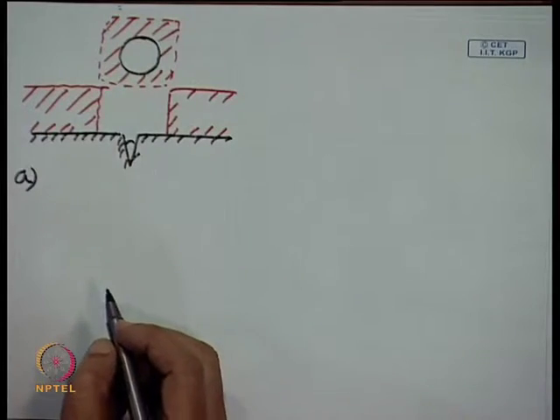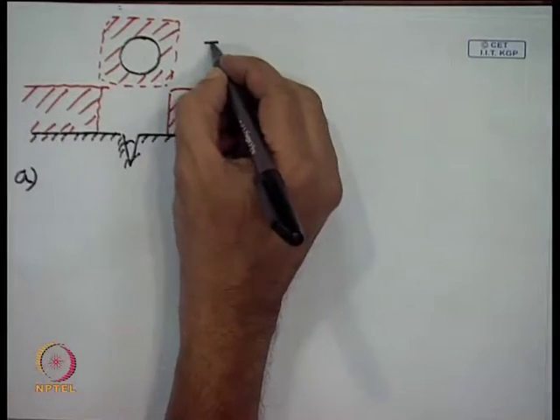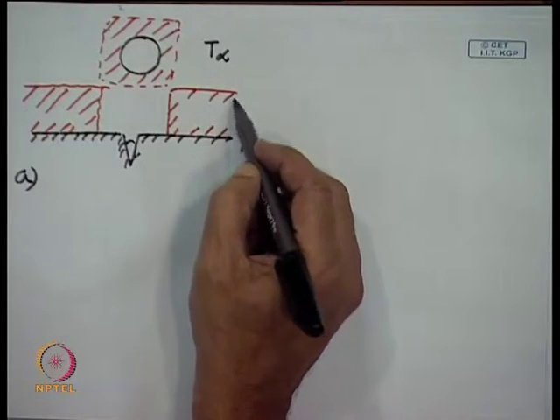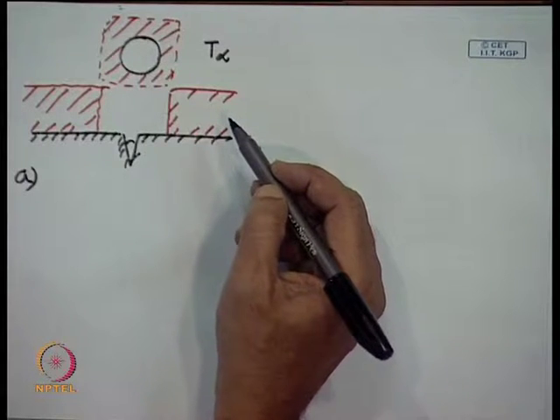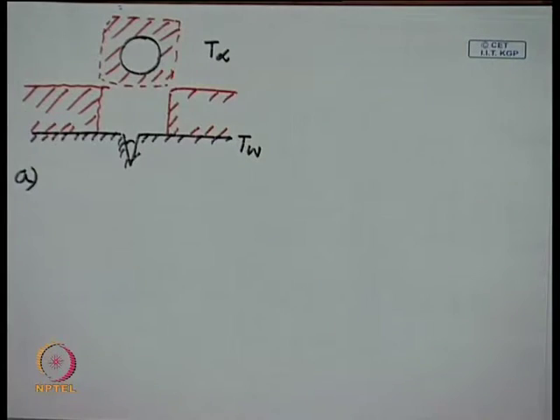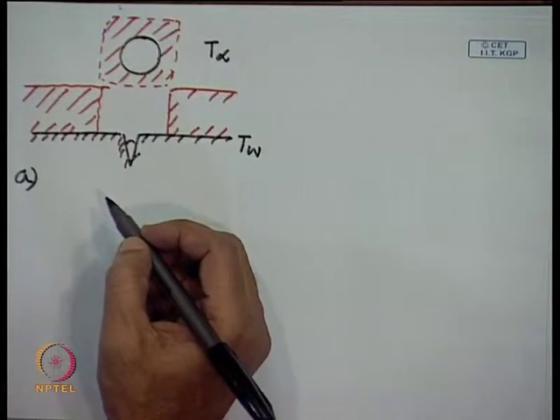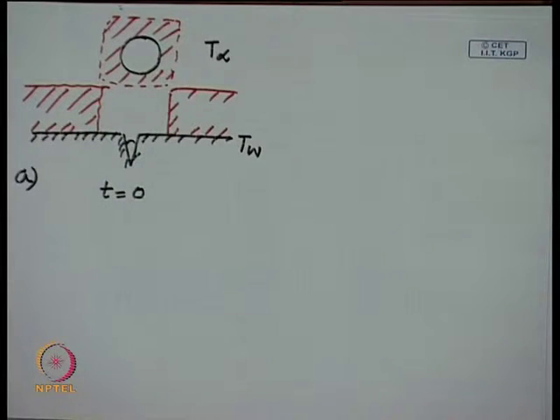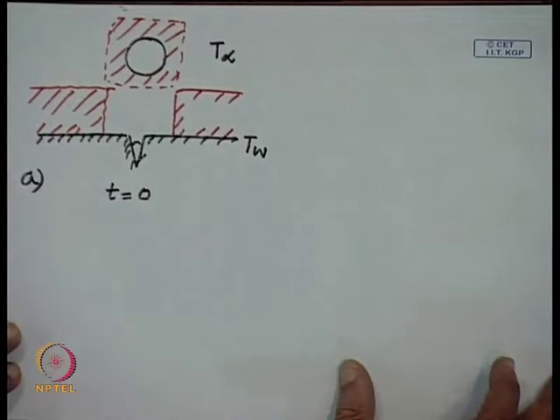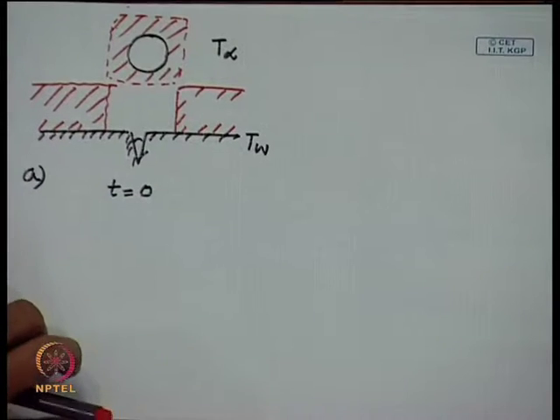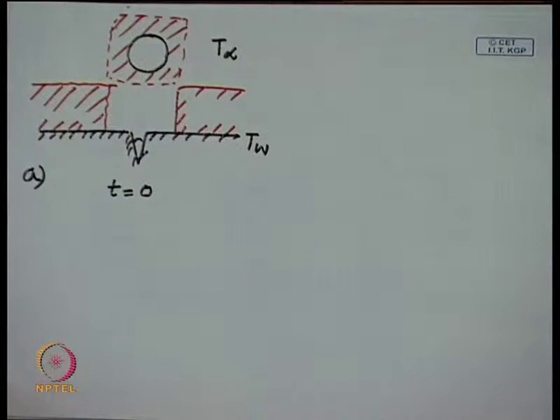Let us say this is A. Here the temperature is T infinity, here the temperature is T wall, and this temperature is higher than T infinity. Actually at time t equal to 0, this phenomenon is occurring. What is time t equal to 0? One bubble has just left and the next cycle is starting, that is called t equal to 0.